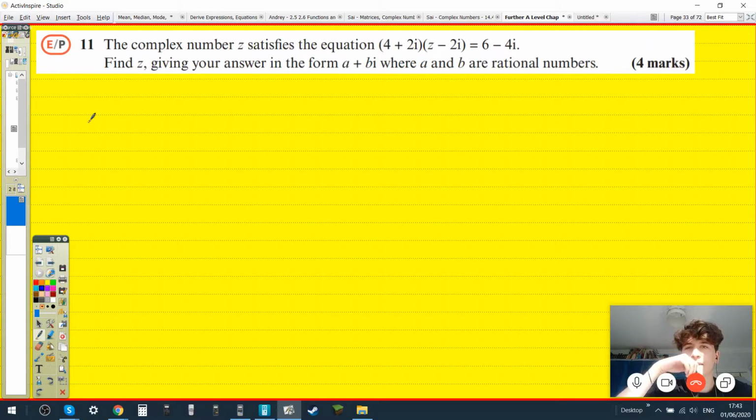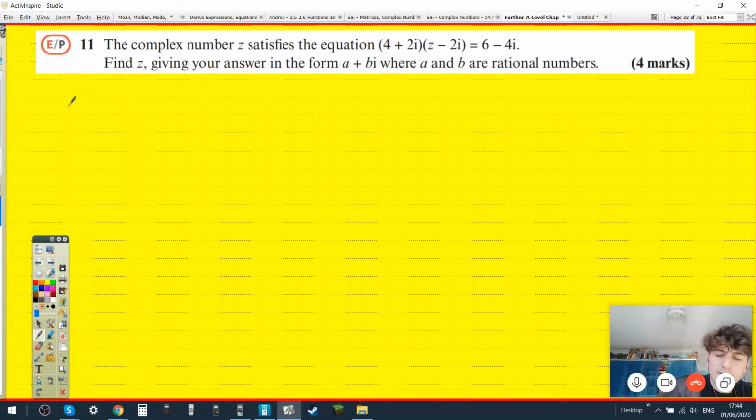want to extract z from the equation. I was thinking you maybe multiply brackets together and then identify z by itself and bring it over. Yep. So multiply brackets first. Mm-hmm. 4z minus 8i plus 2iz plus 4 equals 6 minus 4i.